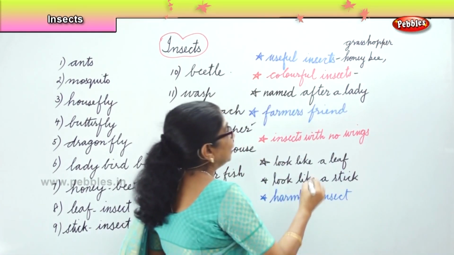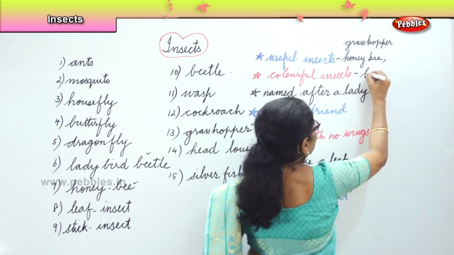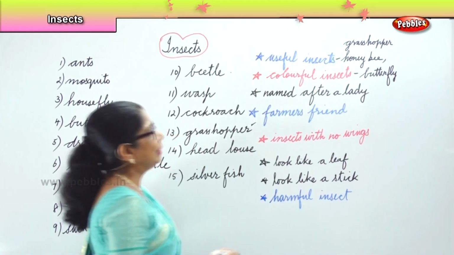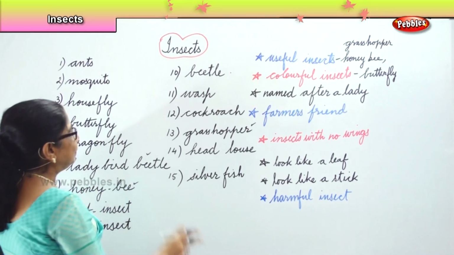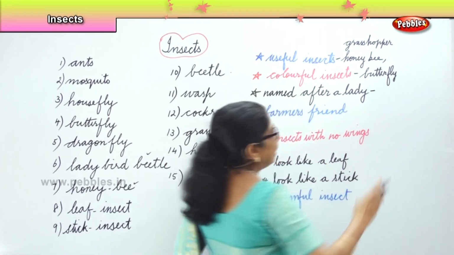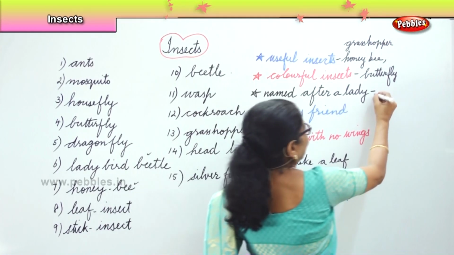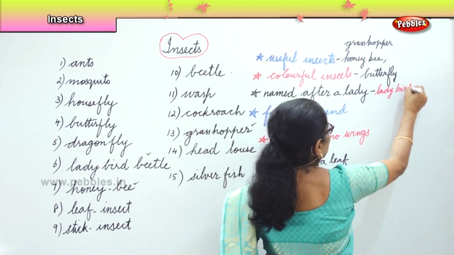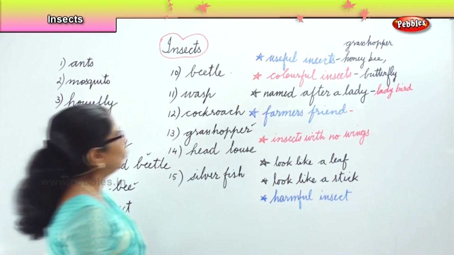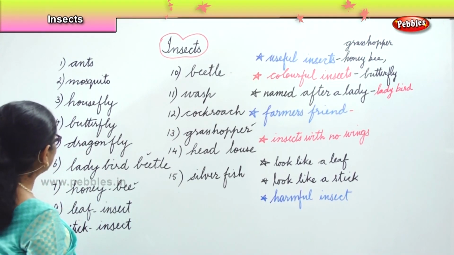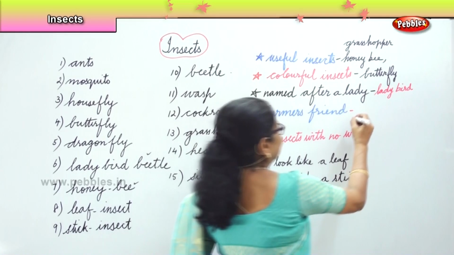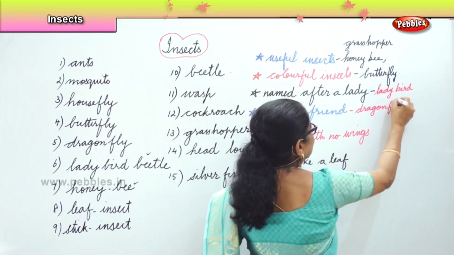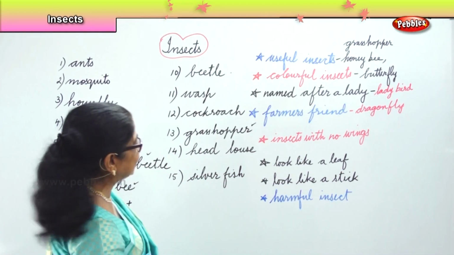Then, colorful insects is a butterfly. Next you have named after a lady, that is a ladybird beetle. Okay, next. A farmer's friend. Who is a farmer's friend? A farmer's friend is a dragonfly. Dragonfly is supposed to be a farmer's best friend.